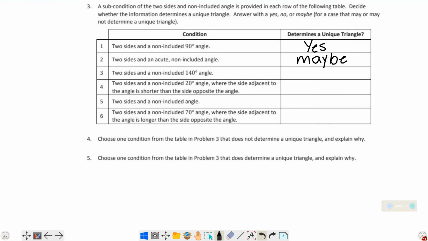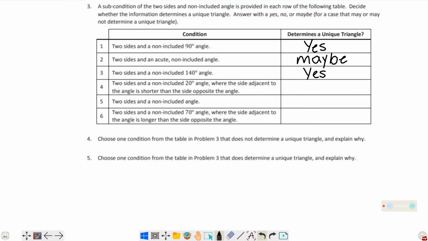Two sides and a non-included 140-degree angle. Yesterday we also saw, or today in class I guess, we also saw that the 140-degree angle, or an obtuse angle, will make a triangle, a unique triangle.